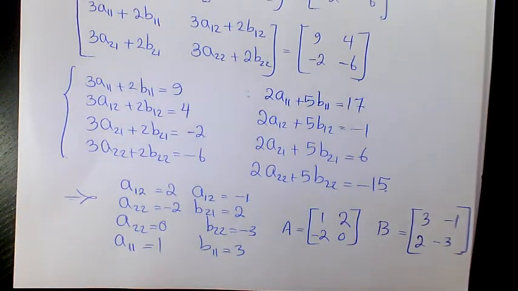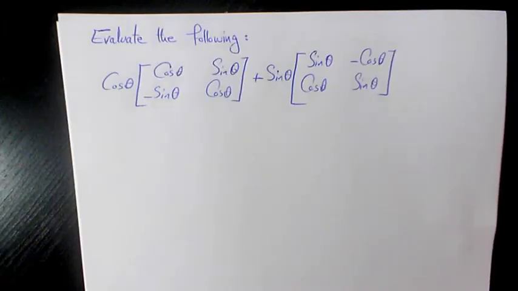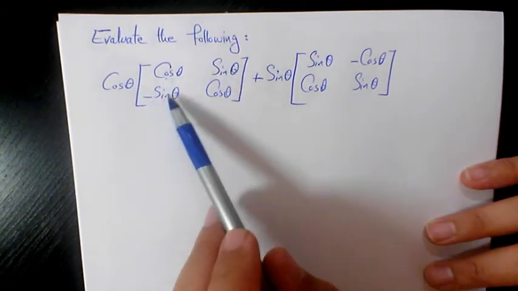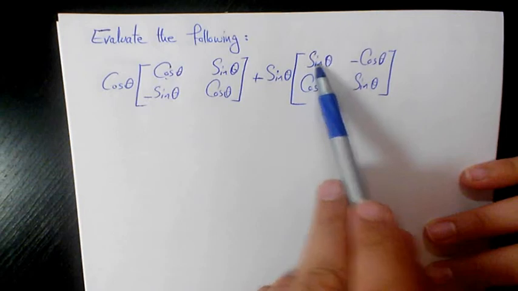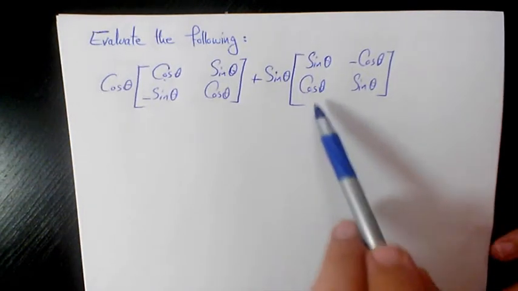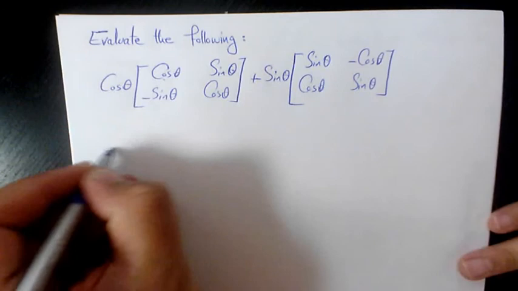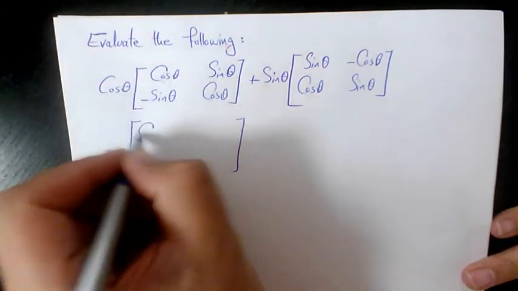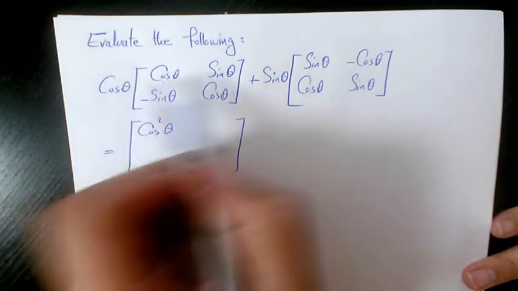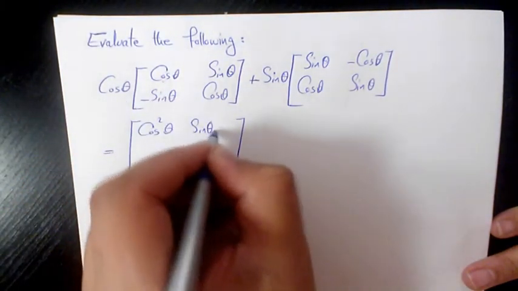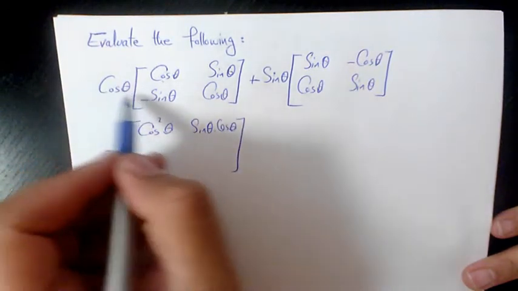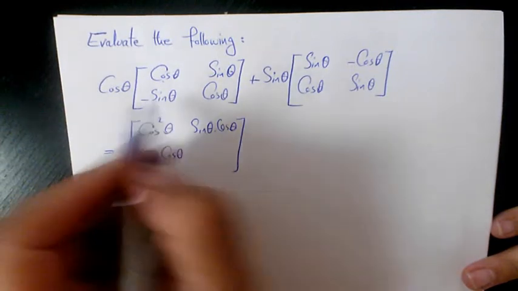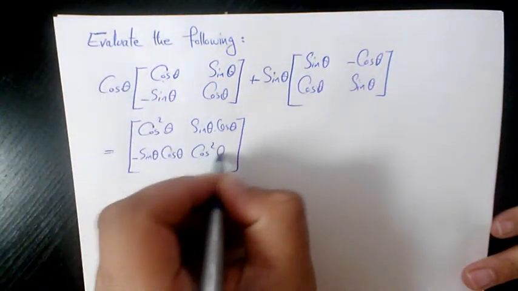This example says evaluate the following: cosine theta, sine theta, negative sine theta, cosine theta, times cosine theta, negative sine theta, sine theta, cosine theta. So first of all, let's multiply this. Cosine theta times cosine theta, cosine square theta. Cosine theta times sine theta, sine theta cosine theta. Cosine theta times negative sine theta, negative sine theta cosine theta, and cosine times cosine, cosine square theta.